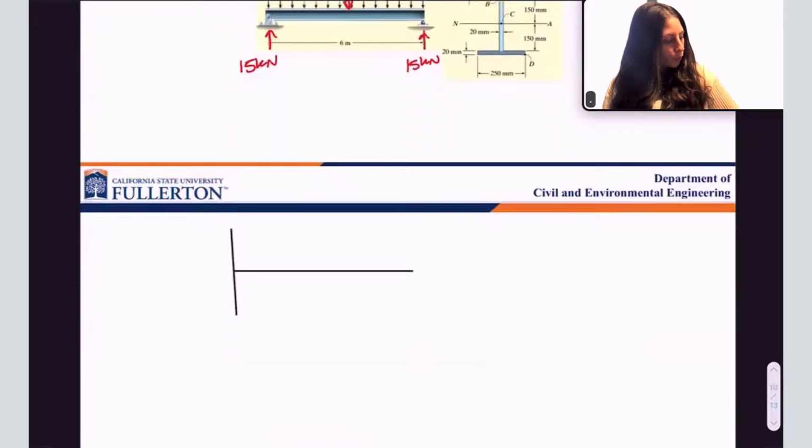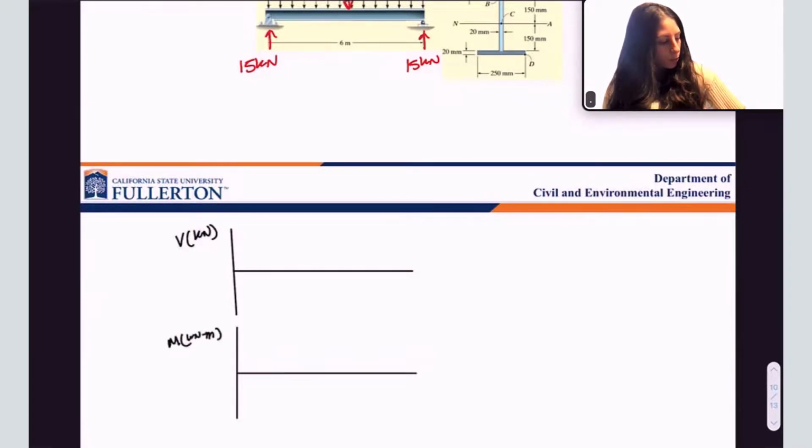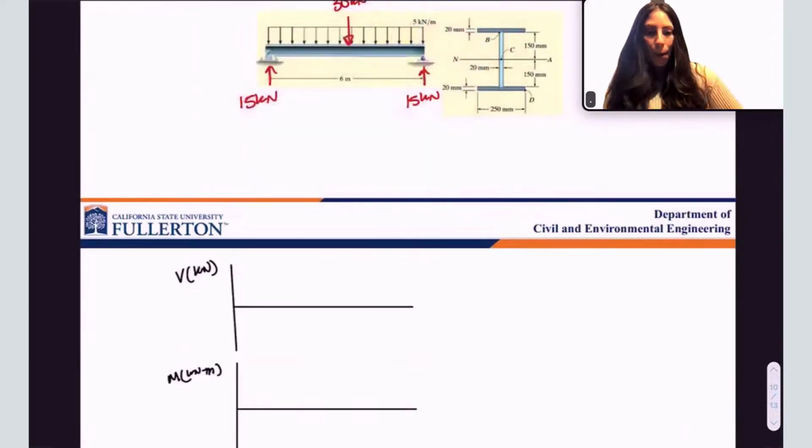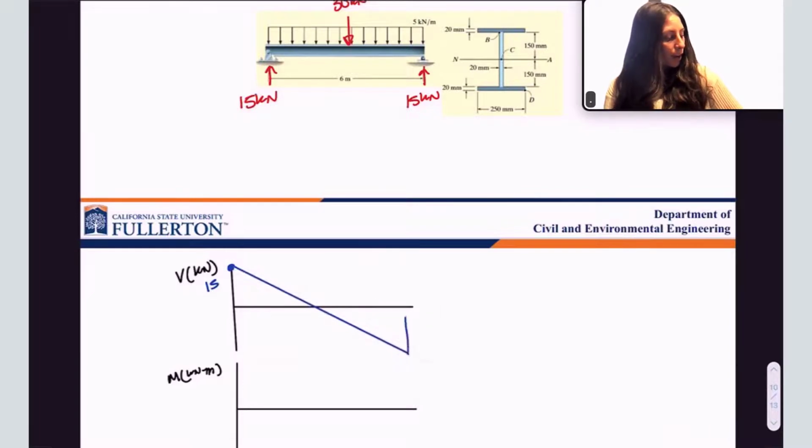So here is my shear force diagram. Here is my bending moment diagram. V is in kilonewtons. M is in kilonewton meters. For the shear, some blue. I'm getting pushed up to the 15 kilonewton point, but then I have a linearly decreasing load for that constant distributed load, and then I get pushed up by the last 15 kilonewton support, and that is my shear diagram.